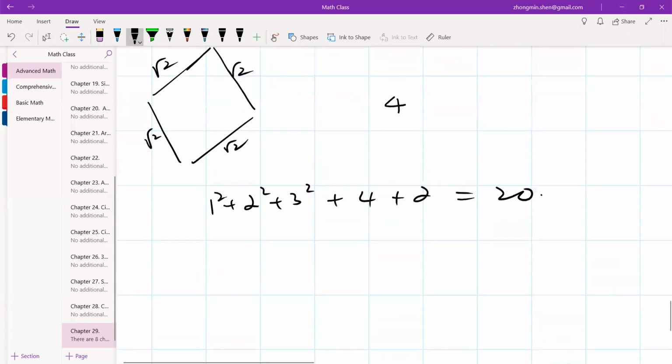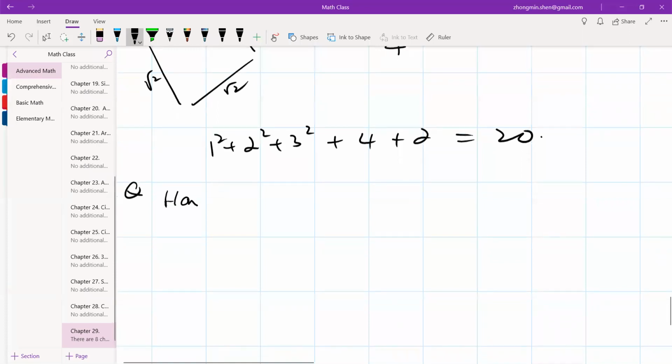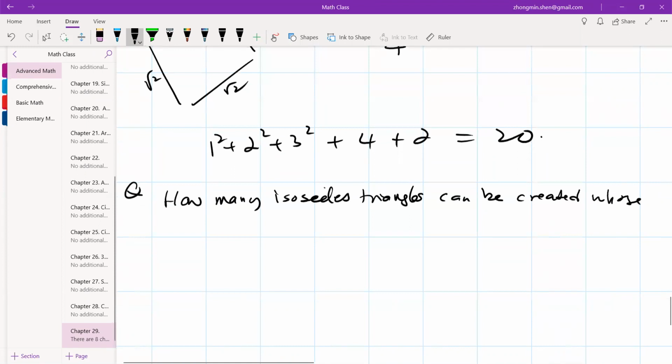So I hope you can do the next problem without missing anything. Right? The question is, how many isosceles triangles can be created using the vertices?